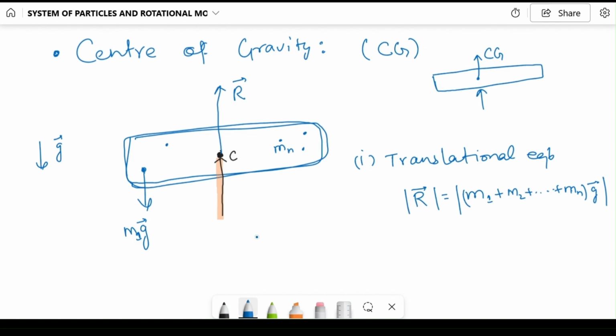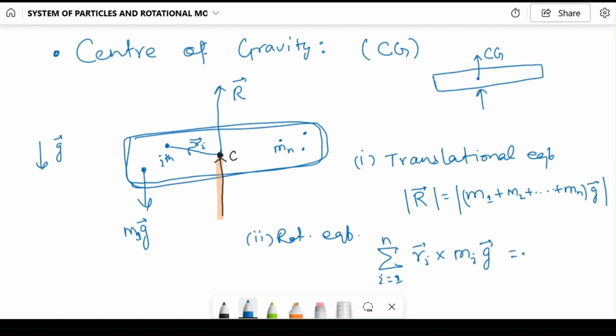And for rotational equilibrium, all the moments of these particles about this point should be zero, means the sum of those. So let's take some random particle here, the ith particle, and the position vector is ri. So we can say for rotational equilibrium, the sum from i equals 1 to n of ri cross F, where F is mi into g, so mi into g, should be 0.